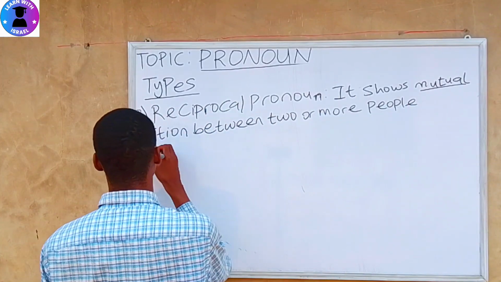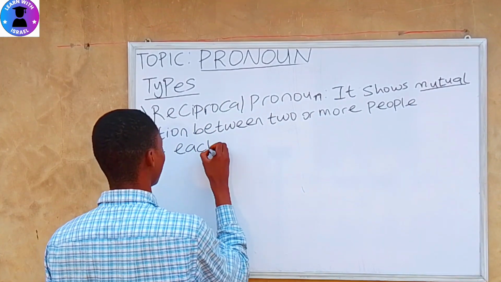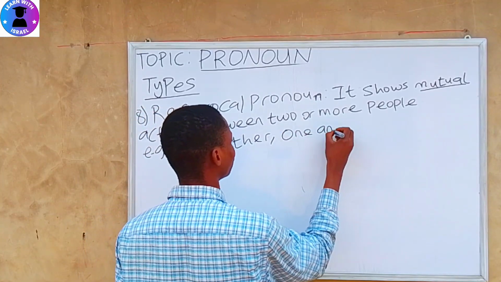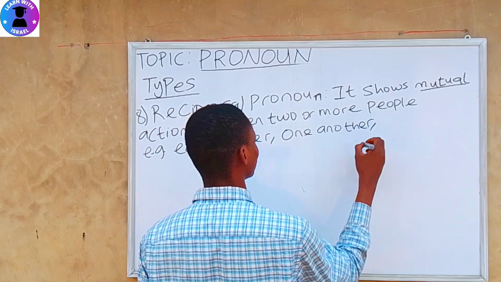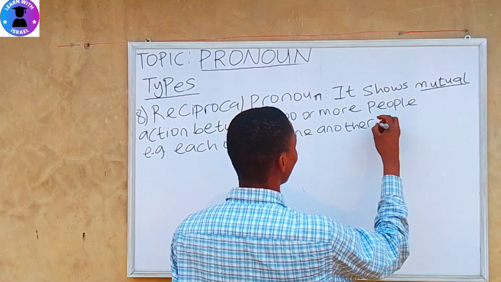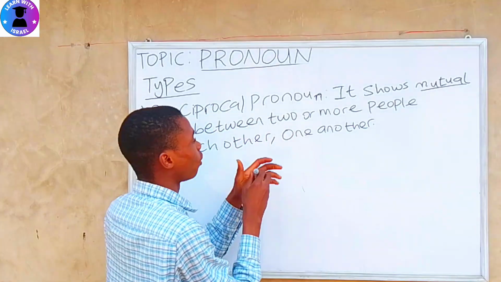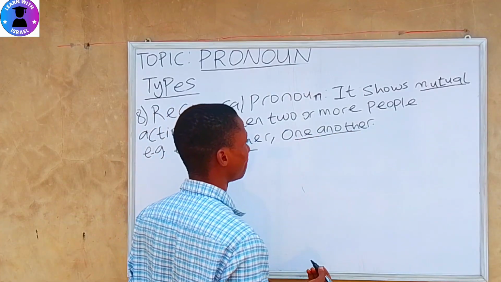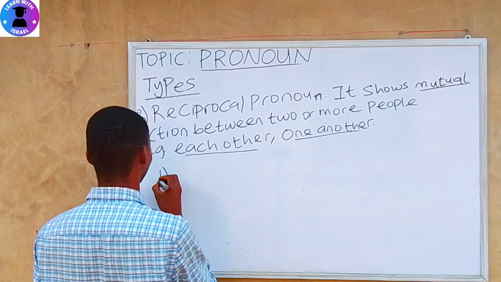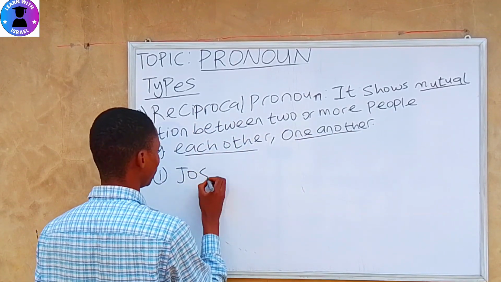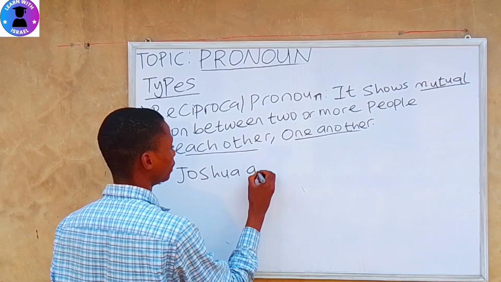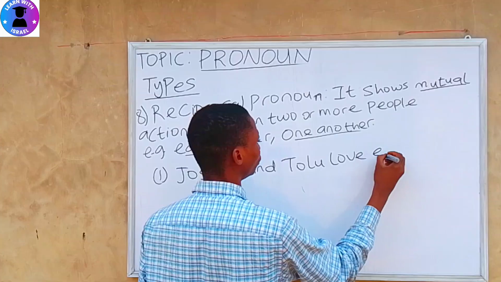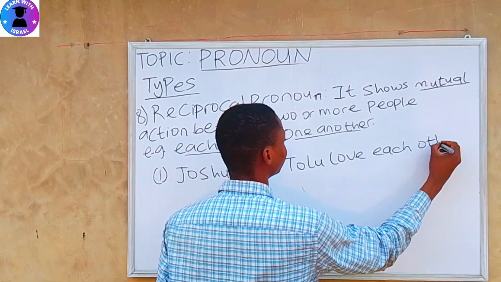So examples are each other, one another. These are the examples that we have under reciprocal pronouns: each other and one another. You can say, Joshua and Tolu love each other. Joshua and Tolu love each other.